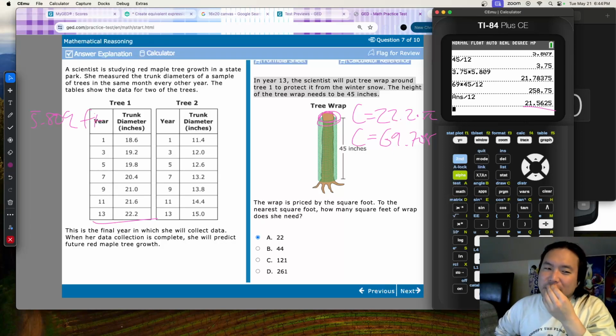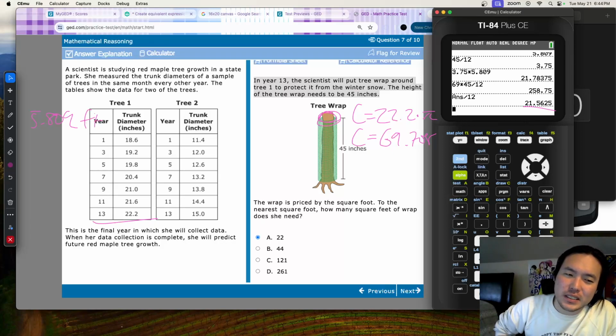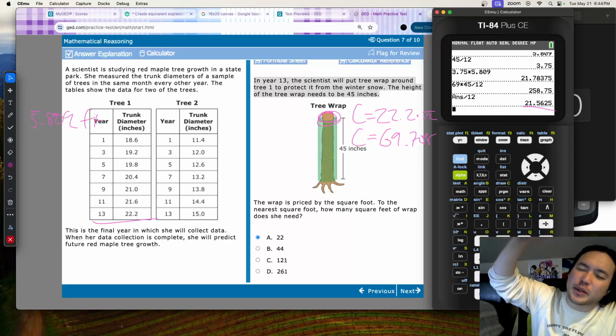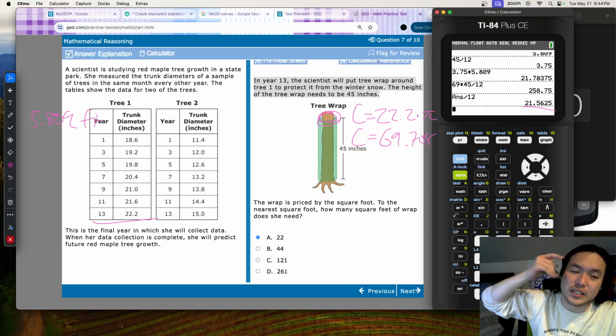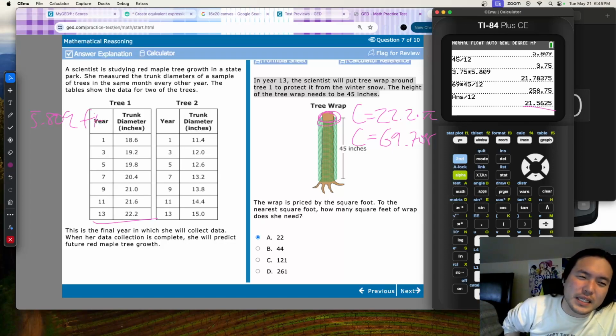But that's way bigger than you need to wrap a tree. At 45 inches, we're not wrapping the whole tree. We're just wrapping the bottom of the tree. It's not super easy, but it'd be nice if you could recognize that D is not the correct answer, just by using common sense. But definitely this is a tough one for sure.